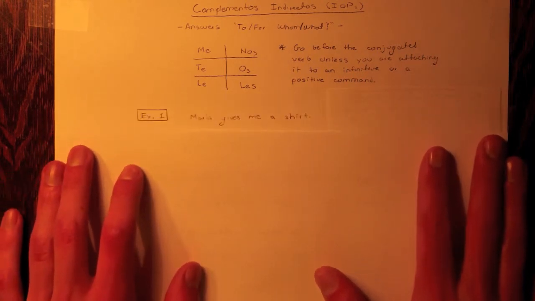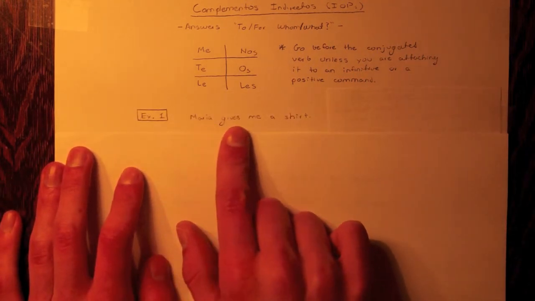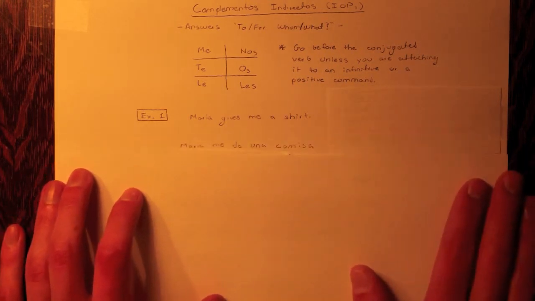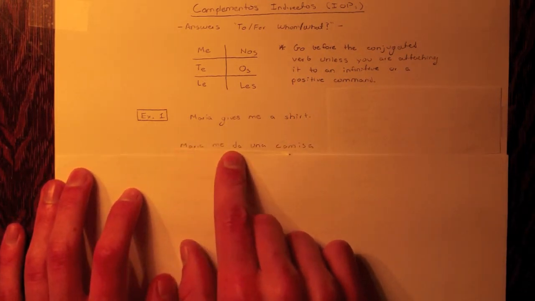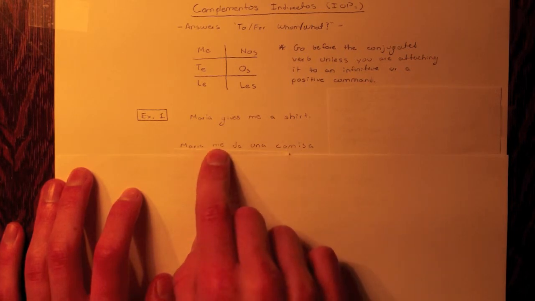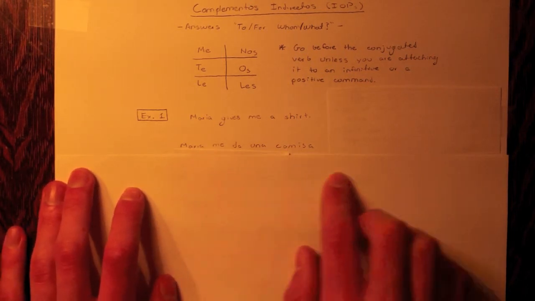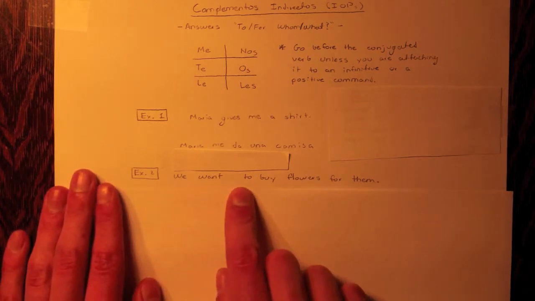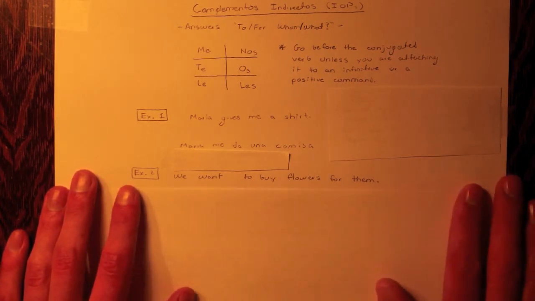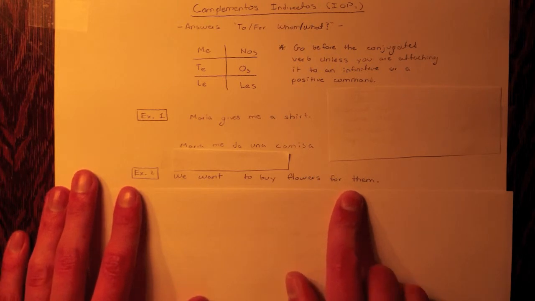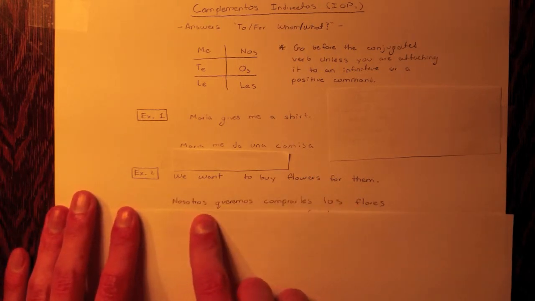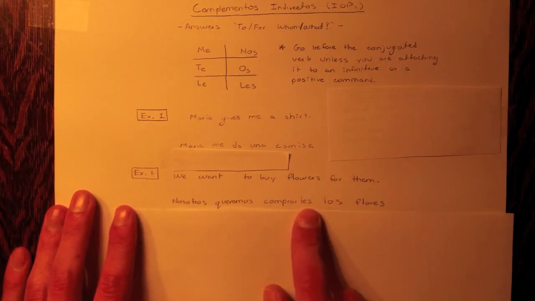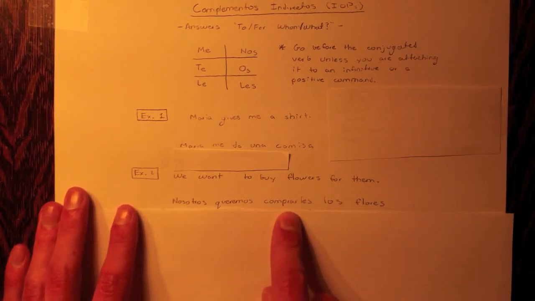So, for example, in the sentence, Maria gives me a shirt, the indirect object is me. So this turns into Maria me da una camisa, with me being the indirect object pronoun. In another example, we want to buy flowers for them. Them is the indirect object. So this turns into nosotros queremos comprarles los flores. And we attach the indirect object to the end of the infinitive comprar.